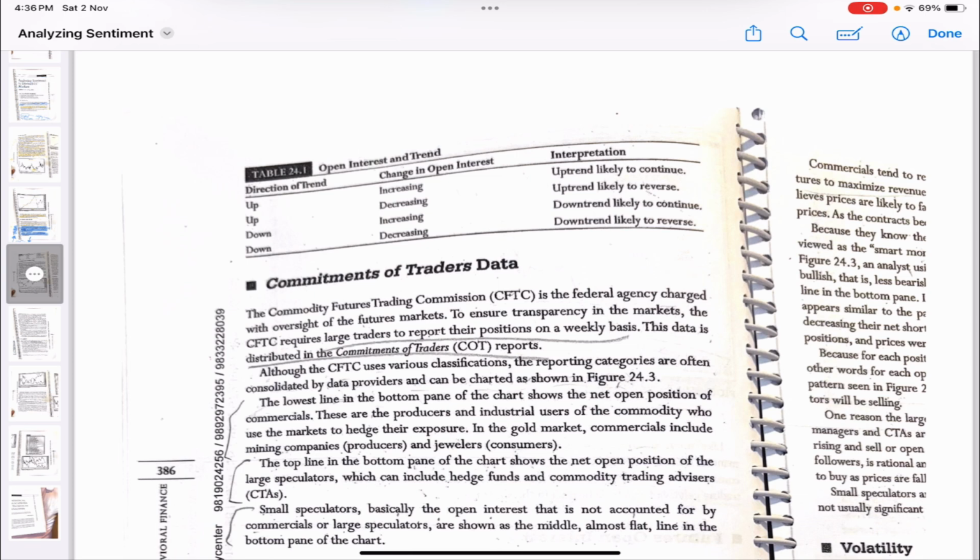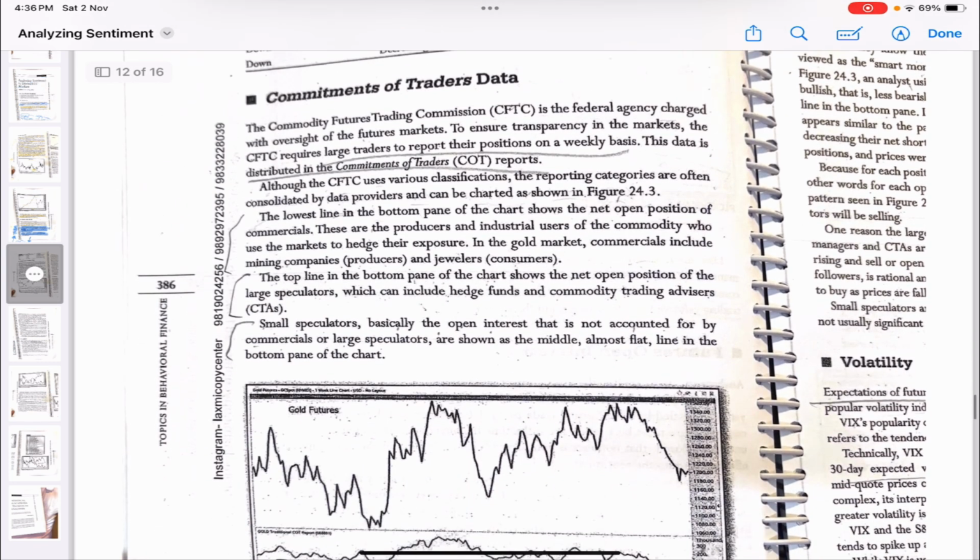The price is going down, there's a downtrend going on, and the open interest is increasing, which means that the downtrend is likely to continue. The downtrend is going on and the open interest is decreasing, which means that the downtrend is likely to reverse. Very simple stuff. Next, let's come to the COT data, or the Commitments of Traders data.